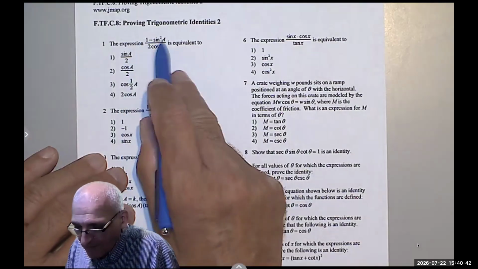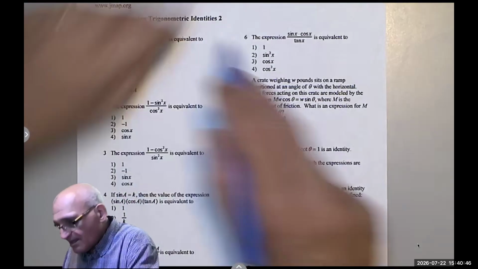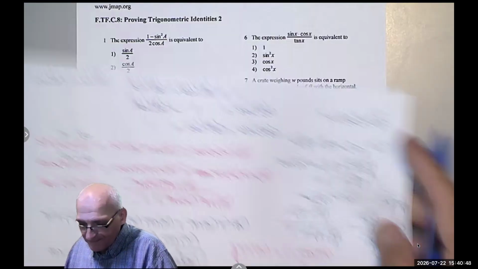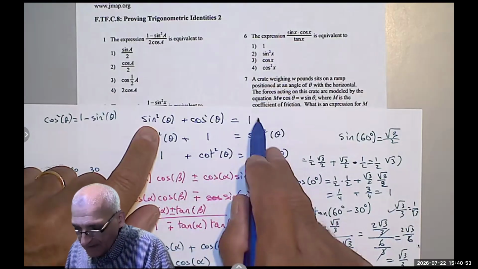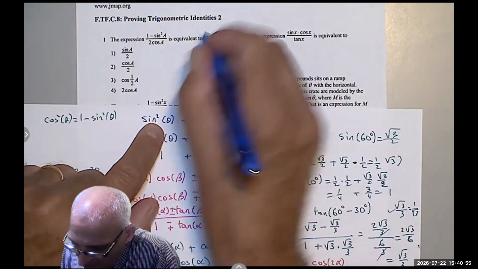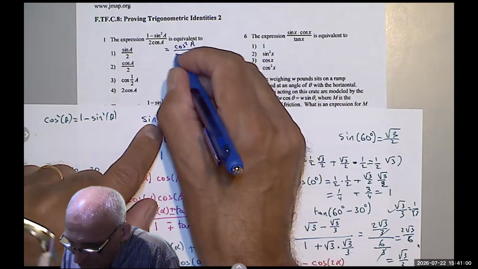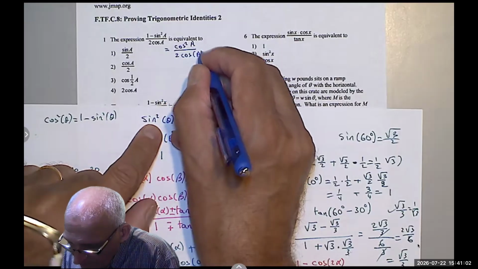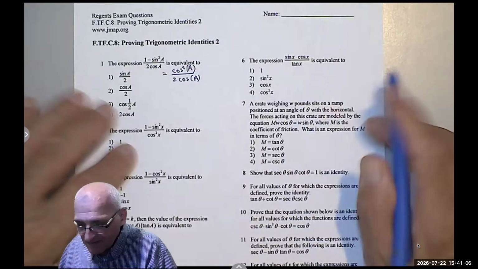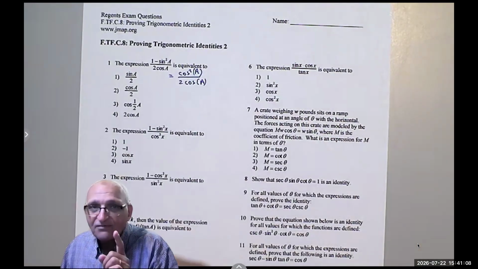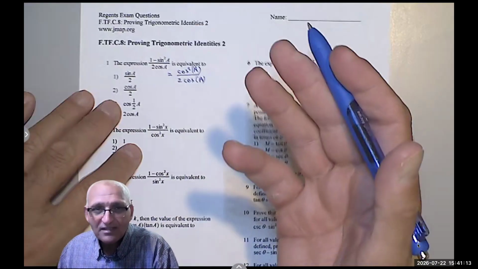The expression 1 minus, every time you see 1 minus sine square or 1 minus cosine square, think of the identity. If I subtract sine square from both sides, I get 1 minus sine square equals cosine square. So this is cosine square A over 2 cosine A. Unless A is 90 degrees, I can simplify. Be careful here.